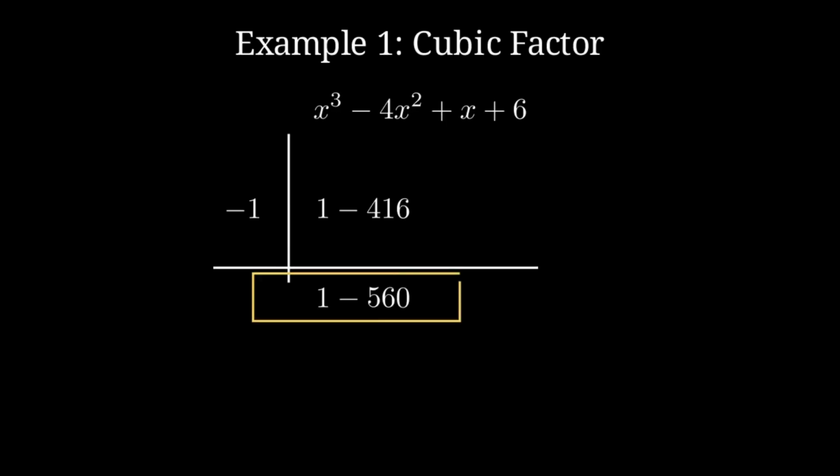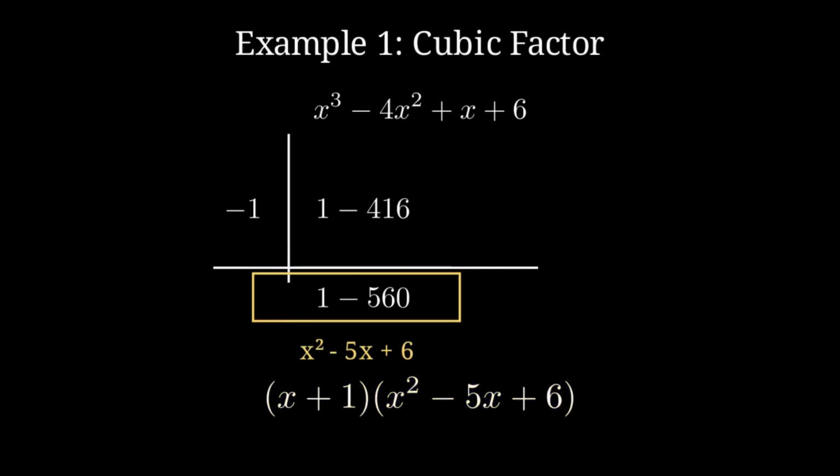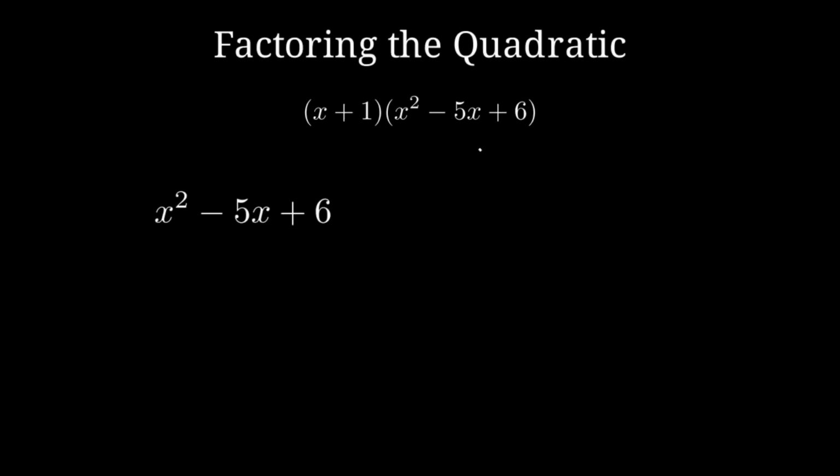Testing -1 through synthetic division gives us a remainder of 0. We are left with a quadratic expression, which we can now factor using standard methods. Now we focus on the quadratic part.